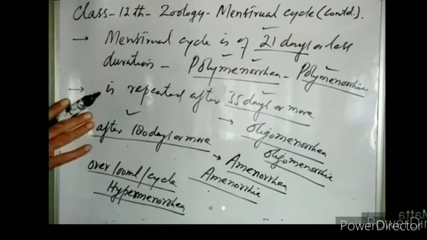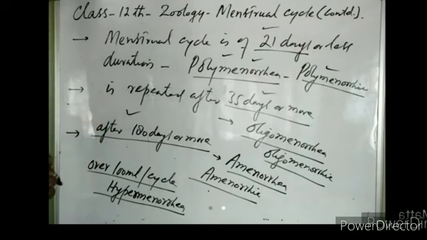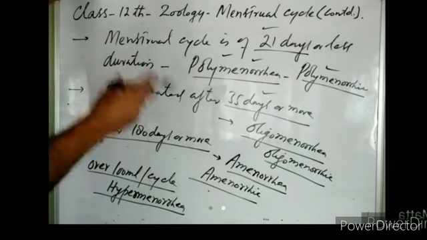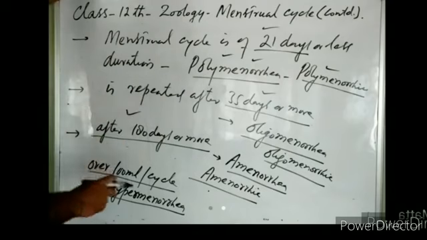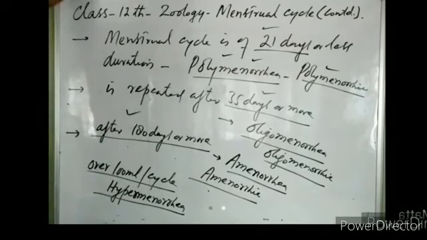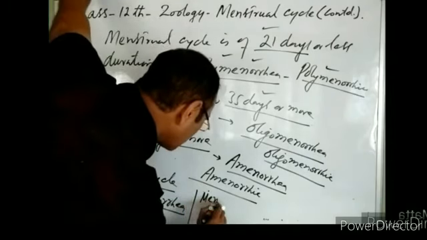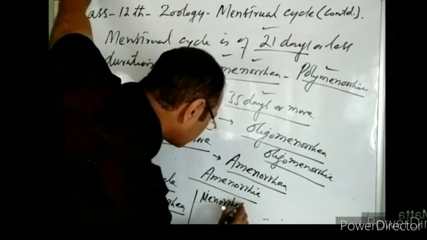And in some females, there is excessive loss of blood. Those females which suffer excessive loss of blood, that means they lose over 100 ml of blood during these 3-4 days during one cycle, have a condition known as hypermenorrhea, or it is also known as menorrhagia.